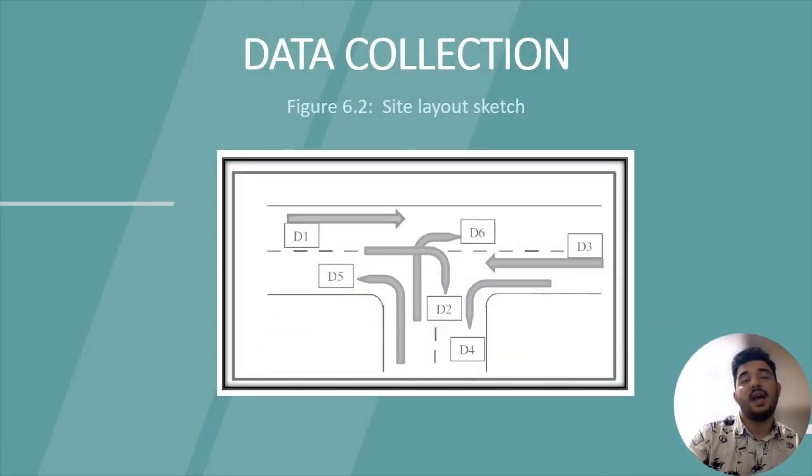layout sketch. As you can see here, we have 6 different paths, for which every path we count all the categorized cars and vehicles.